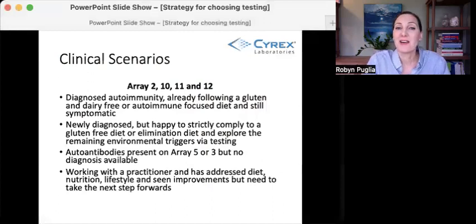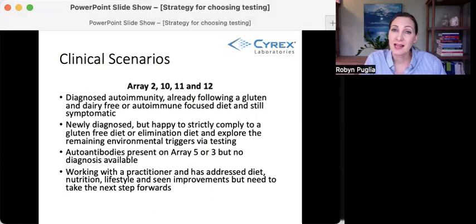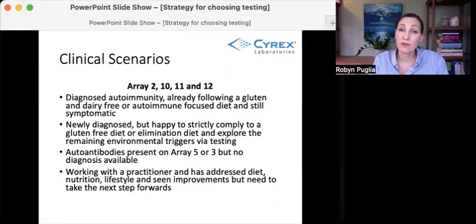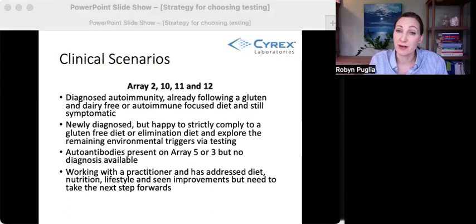Okay, next clinical scenario, we're looking at arrays 2, 10, 11, and 12. So I would be using this testing combination in somebody who has diagnosed autoimmune disease and they're already following a gluten and dairy-free or autoimmune-focused diet, such as the autoimmune paleo or the Wahls diet, but they're still symptomatic. I would be using this test combination on somebody who is newly diagnosed but happy to strictly comply with a gluten-free diet or an elimination diet, and they want to explore the remaining environmental triggers via testing.